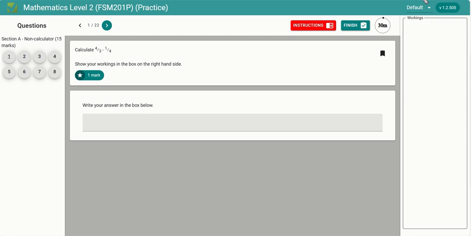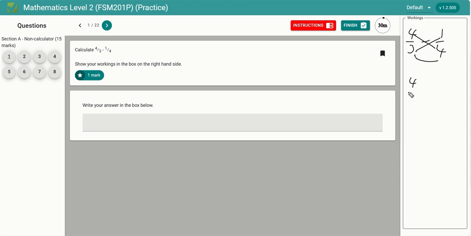Okay, question number 1, calculate 4/3 minus a quarter. So 4 over 3, take away 1 over 4. Whenever I tutor people with adding and subtracting fractions, I tell them to do the criss-cross smiley face method.